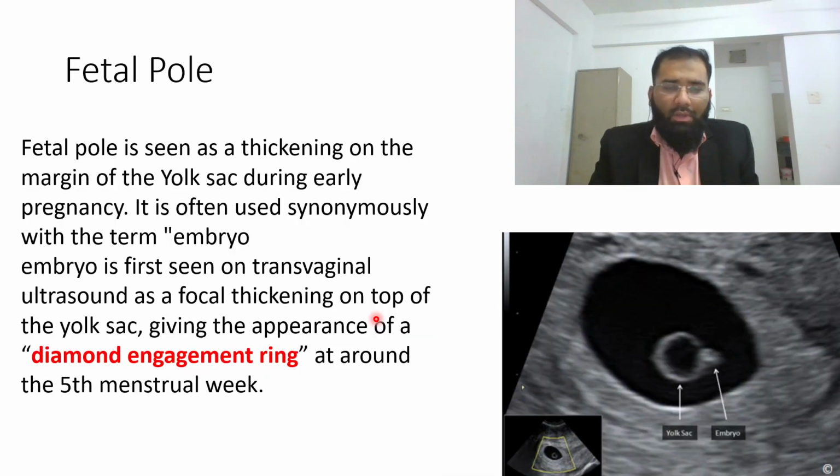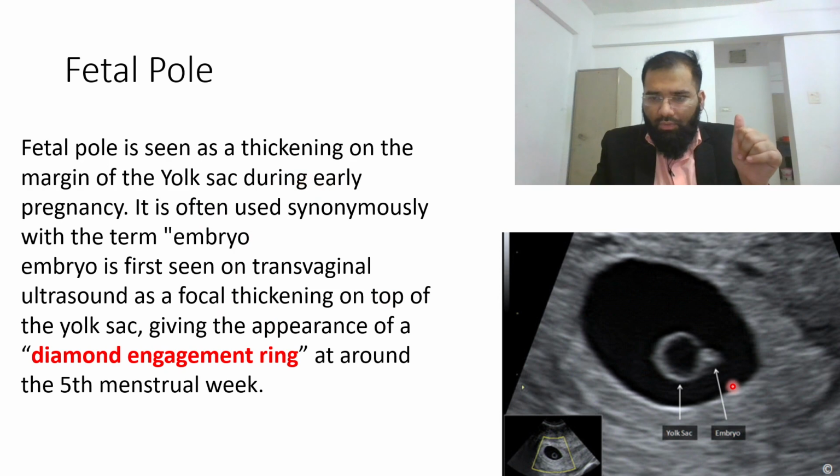Now after the double bleb sign, the most important is the presence of the fetal pole. The fetal pole is seen as a thickening on the margin of the yolk sac during early pregnancy. So here, are you able to see this thickening over here? This is the fetal pole, and this appearance is just like a ring, so it is called the diamond engagement ring sign.